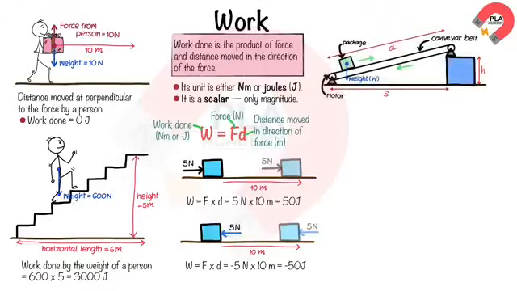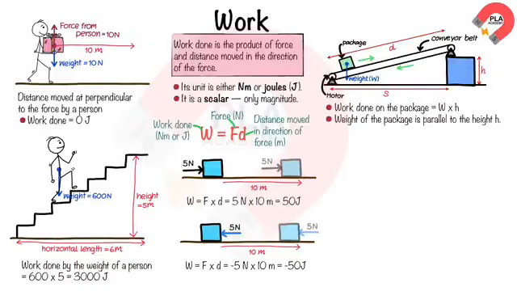In the case of a package with weight W moving along a conveyor belt driven by a motor as shown, the work done on the package is W times H. This is because the weight of the package is parallel to the height H.